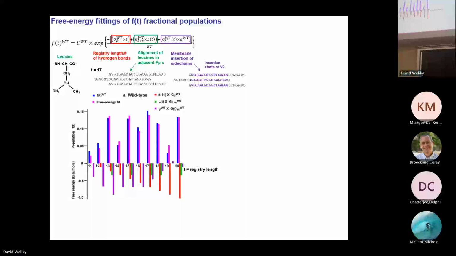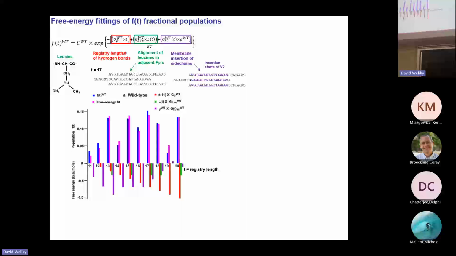The fusion peptide is in the membrane, so there's insertion of side chains, shown here in purple. And then to get the up-down pattern at 13, 14, 15, I needed to incorporate what you could call a leucine steric zipper. You get a negative free energy contribution for the registries where the leucines on the adjacent hydrogen-bonded peptides line up with one another.